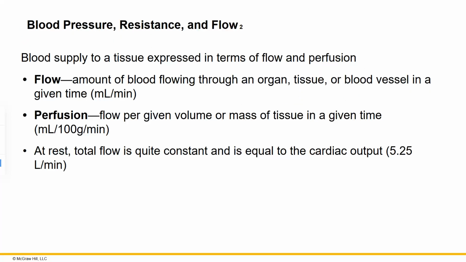Blood pressure, resistance, and flow. The blood supply to a tissue is expressed in terms of flow and perfusion. Flow is the amount of blood flowing through an organ, tissue, or blood vessel in a given time. It's expressed in milliliters per minute. Perfusion is flow per given volume or mass of a tissue in a given time, milliliters per 100 grams per minute. At rest, total flow is quite constant and is equal to the cardiac output.